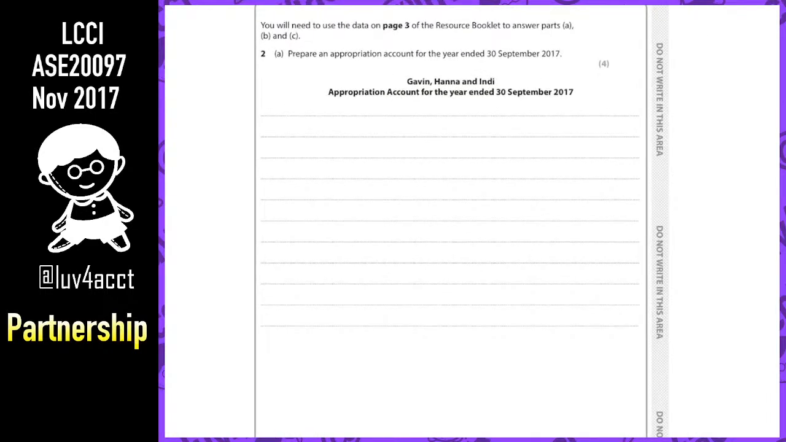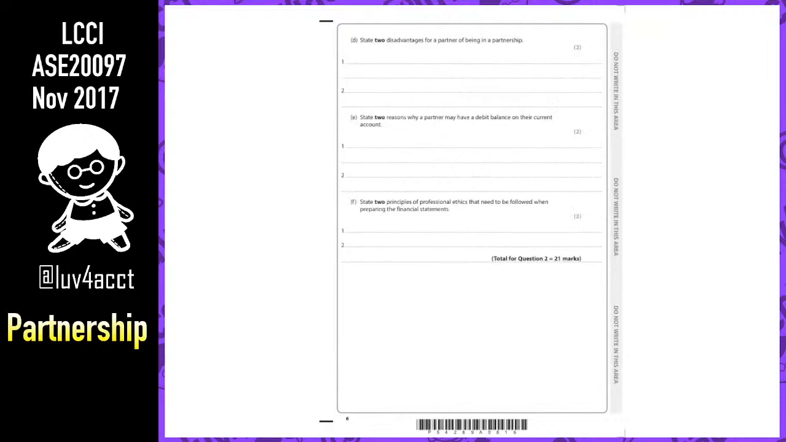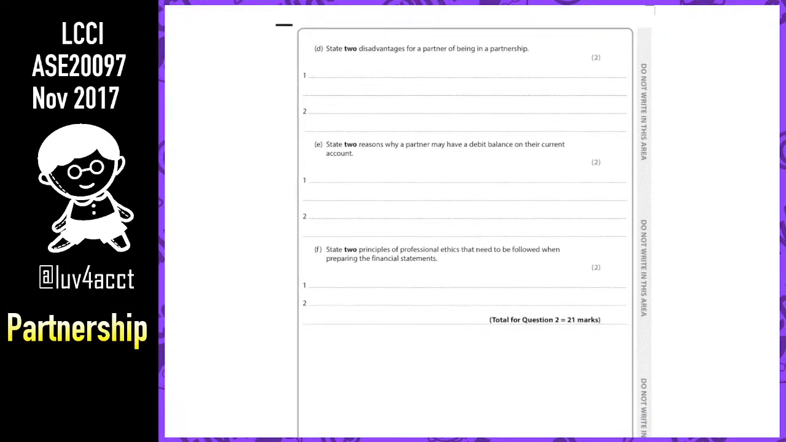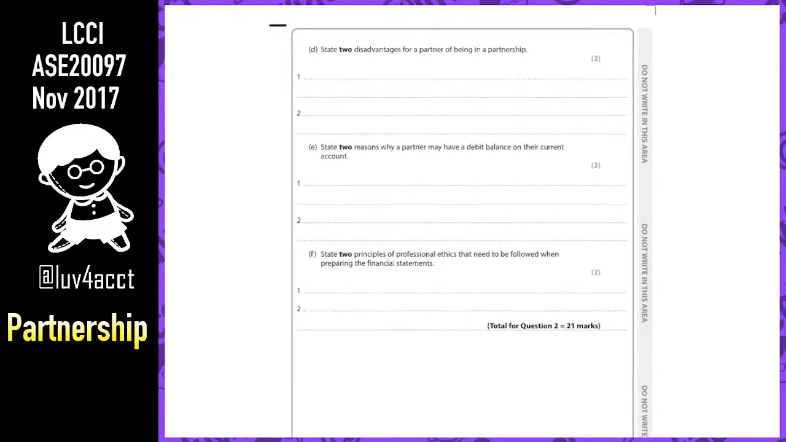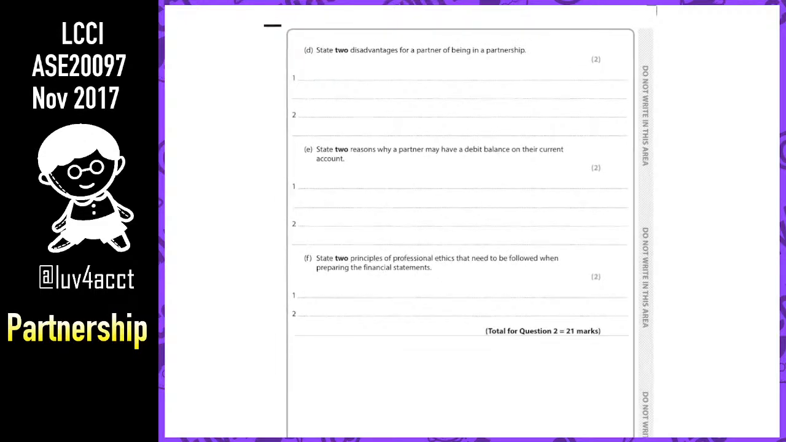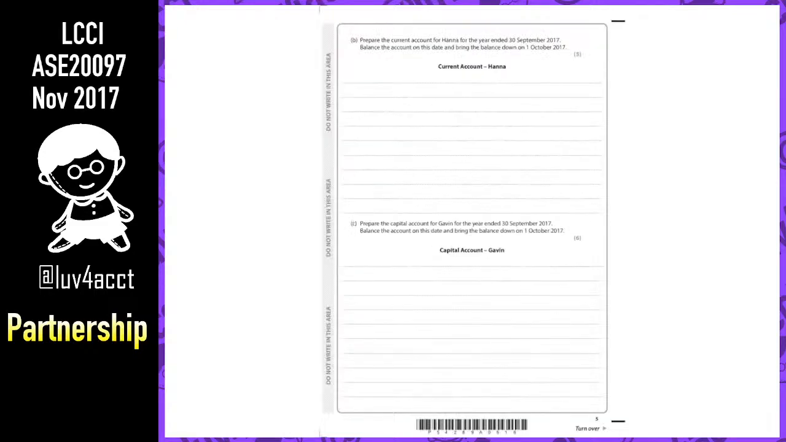So I guess first of all we have to prepare the appropriation account for the year of operation, 4 marks only, and then the current account of Hannah, capital account of Gavin. Okay, 5 and 6 marks. Okay, no more. So we do not have to deal with Indy. Okay, anyway.